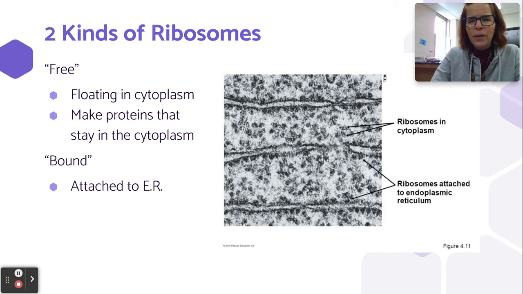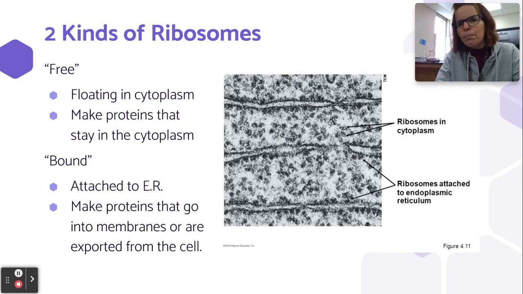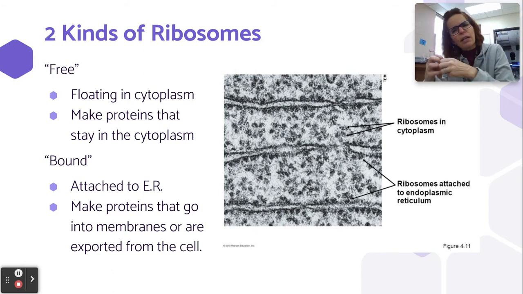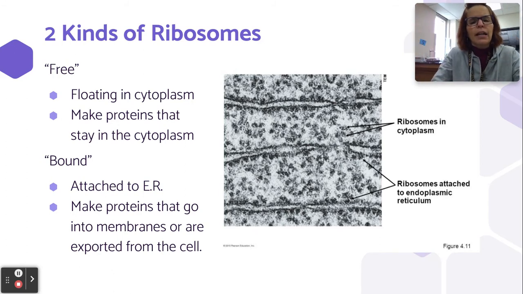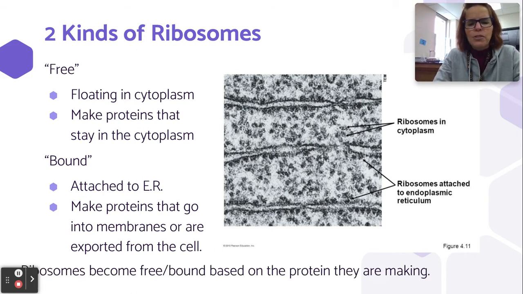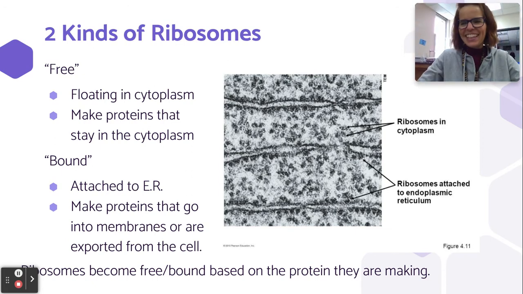However, the bound ribosomes, those are the ones that make rough endoplasmic reticulum look rough. They're attached to the endoplasmic reticulum. I think that they can switch. I think sometimes they're on the ER and sometimes they're not. But they are the ones that are making proteins that go into membranes or are exported from the cell itself. Ribosomes can become free or bound based on the protein that they are making.